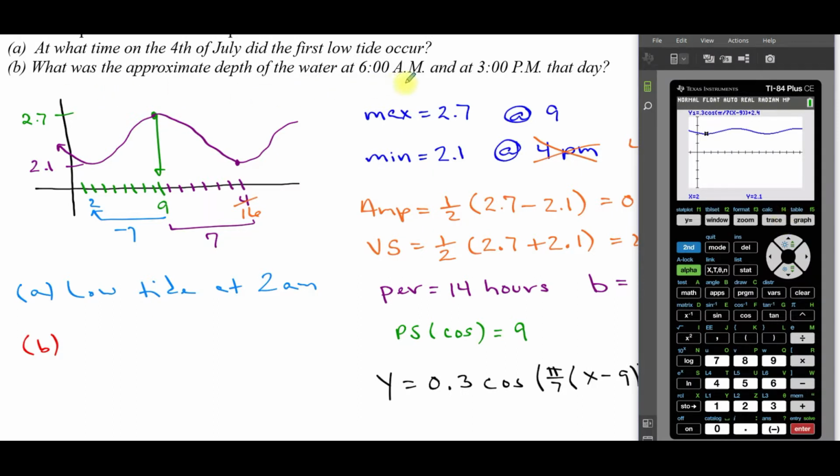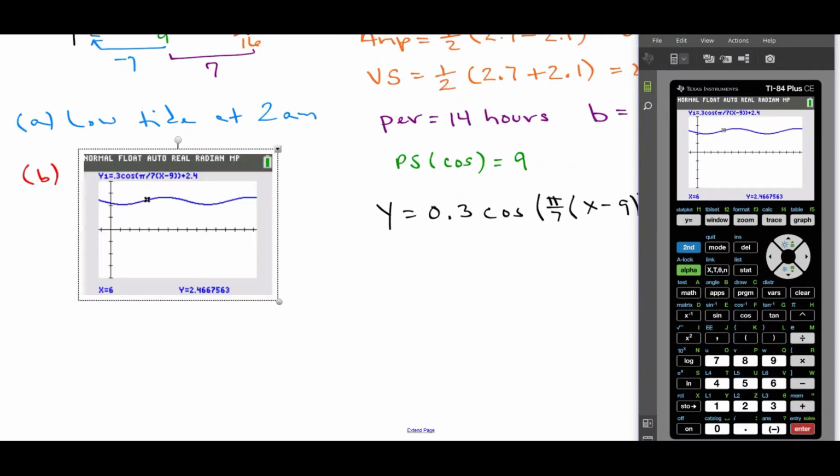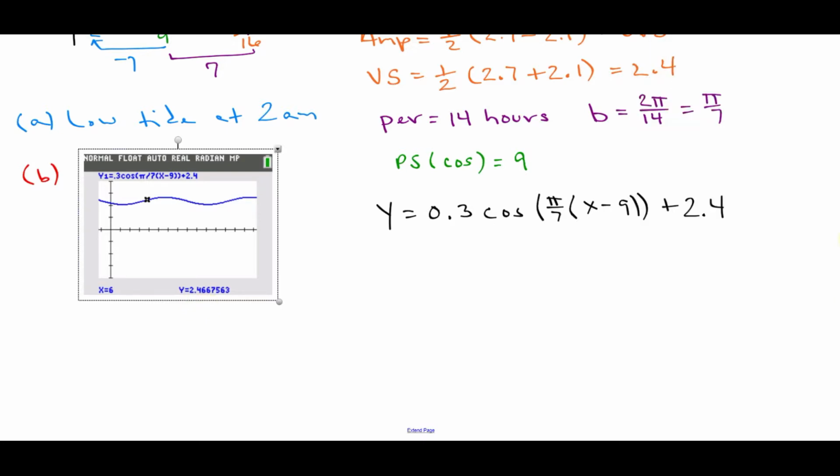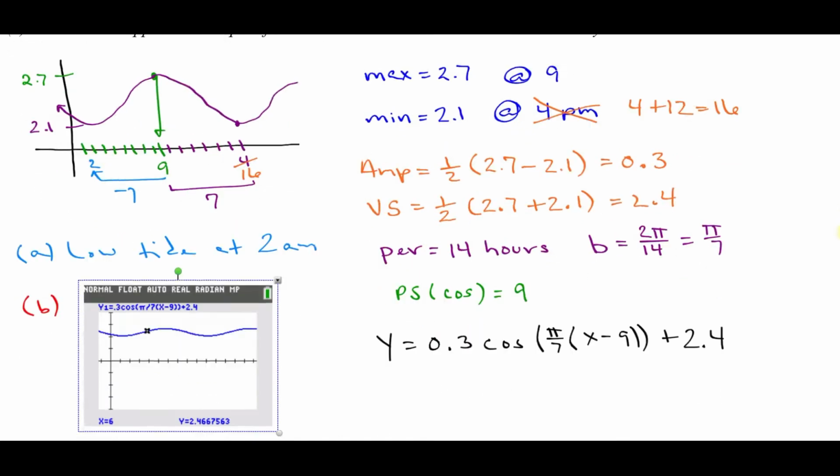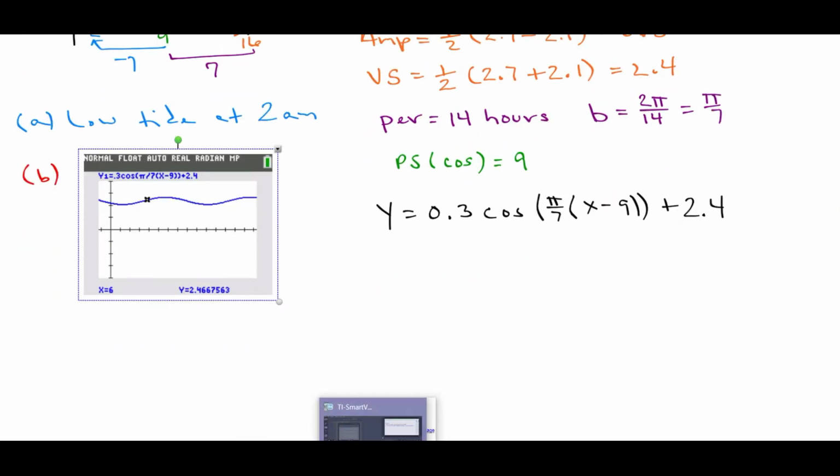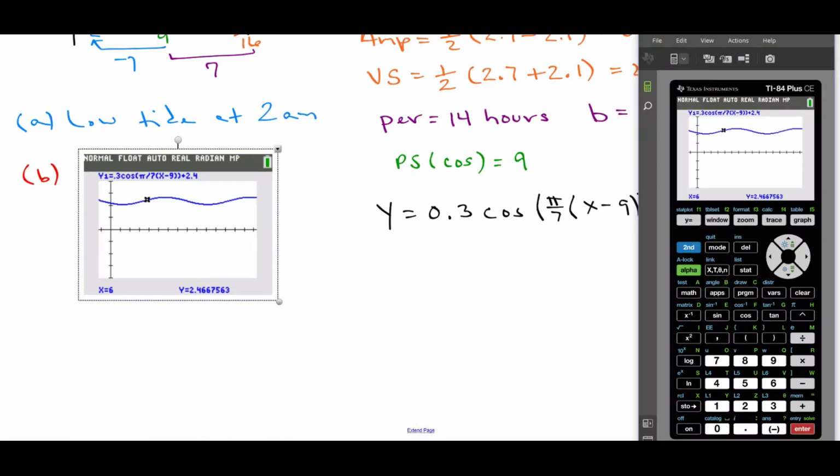Then what's the depth of the water at 6 a.m.? 6 a.m. is 6 hours after midnight, so we could just put in x equals 6. Putting in x equals 6, we get that the water is about 2.5 meters deep. And then the other part of the question asks us what is going to happen at 3 p.m. Remember, we have to change that into military time. So 12 plus 3 is going to be 15. So if we put in x equals 15, then we can get our other answer.